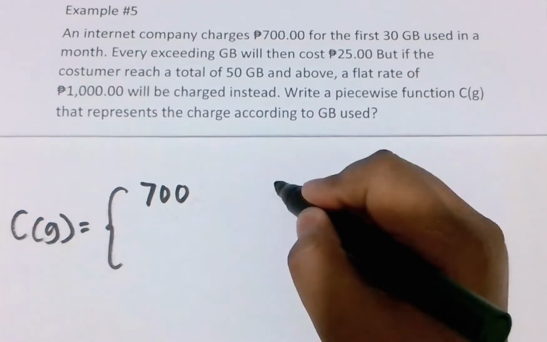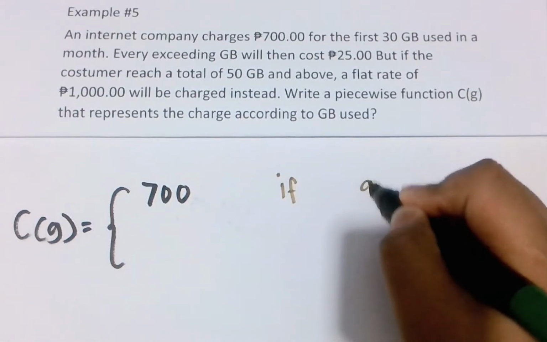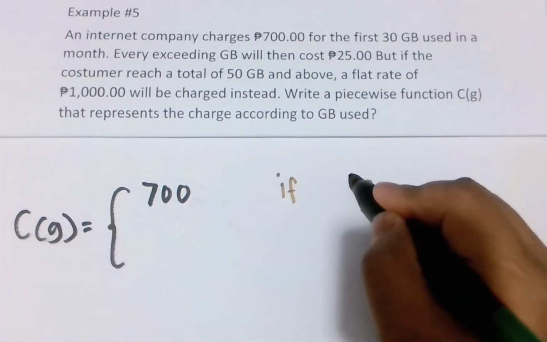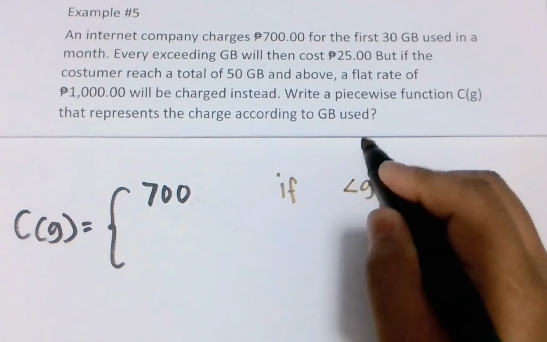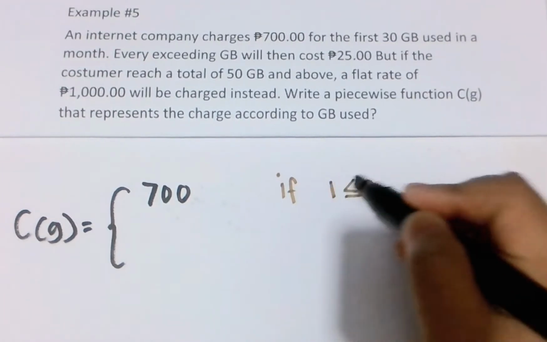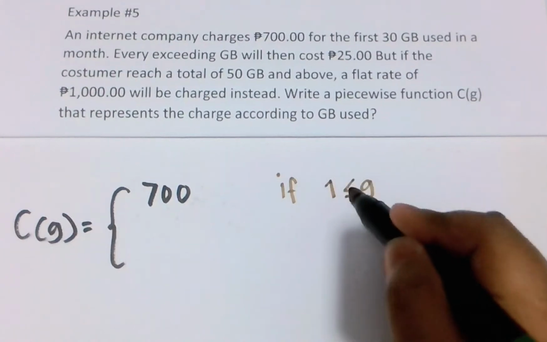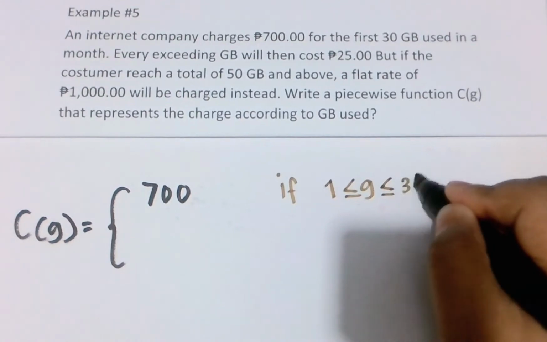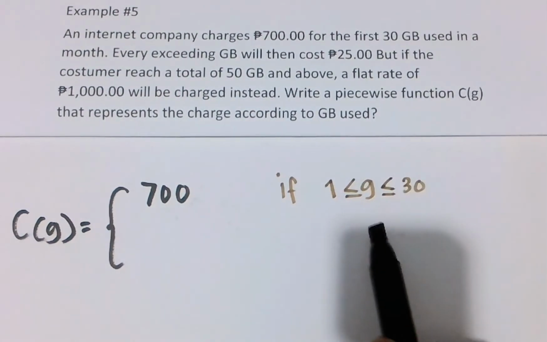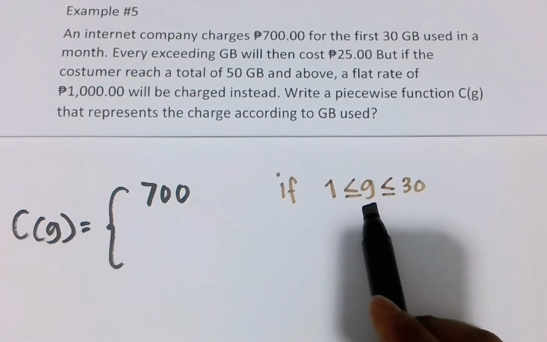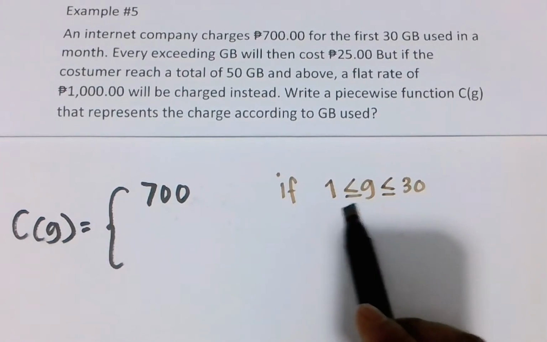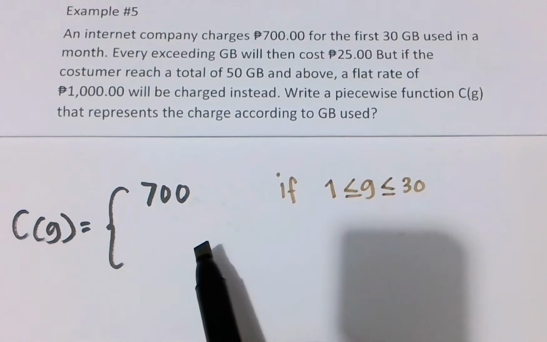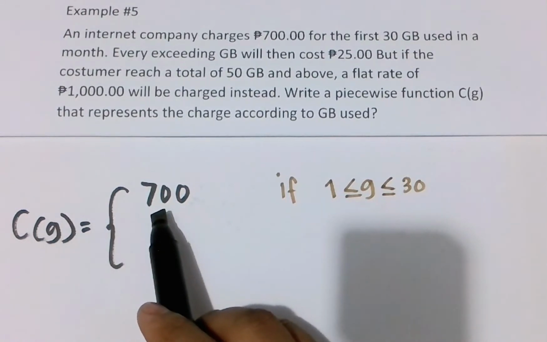If G, okay, because that is the number of gigabytes used, is greater than or equal 1, okay? If G is greater than or equal 1, but less than or equal to 30 gigabytes, okay? So, if the number of gigabytes used is greater than or equal to 1, or less than or equal to 30, the customer will pay 700 pesos in a month.